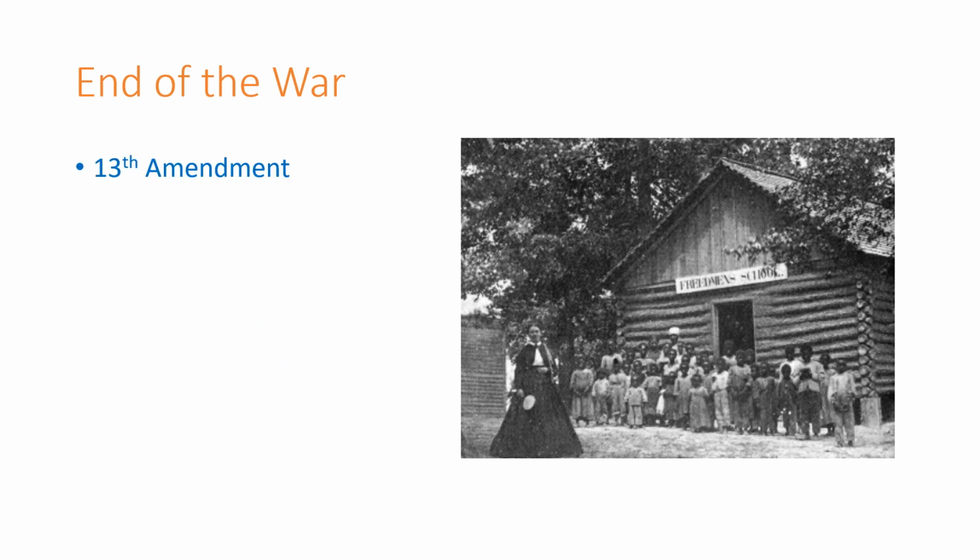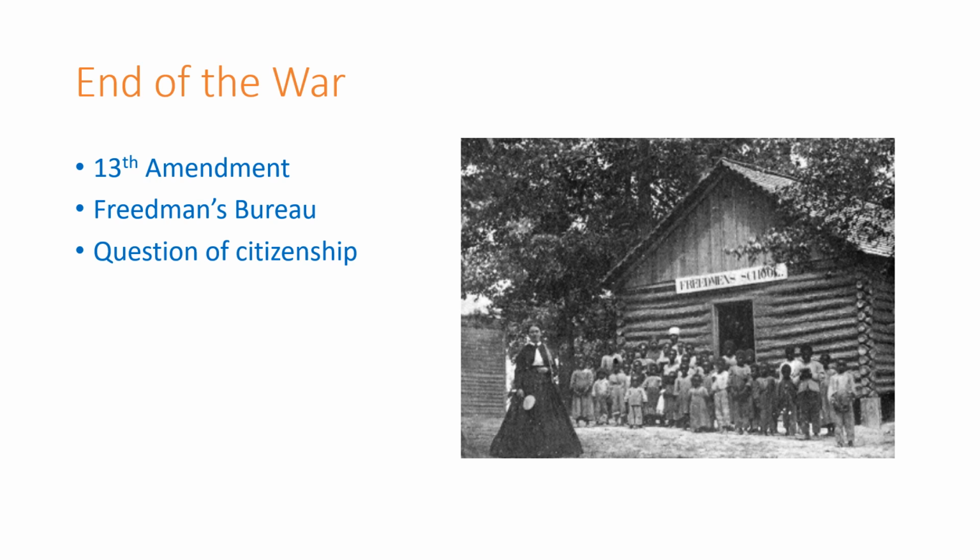So the war ends then with the 13th Amendment, the Freedmen's Bureau, and the question of citizenship. So these are all things that Lincoln is coming up with as the war ends, just before he's assassinated. So the 13th Amendment is the Emancipation Proclamation put into law. So it is saying that slavery is unconstitutional, is illegal in America.